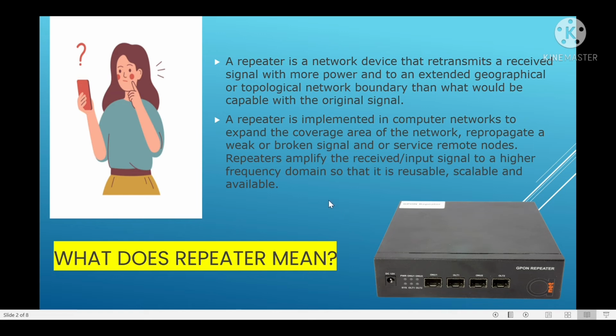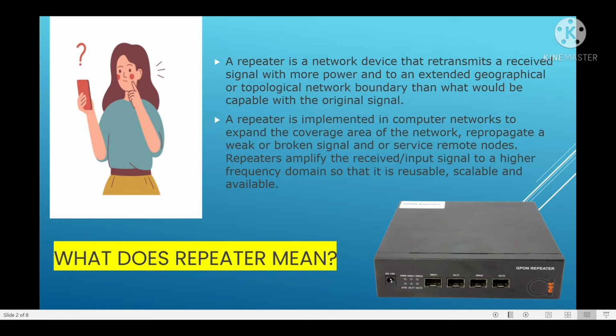Basically, repeater is a network device that transmits the received signal with more power to an extended geographical or topological network, so that it would be more capable than the original signal. Repeater transmits a received signal and adds some more power to it so that it can travel a larger distance.